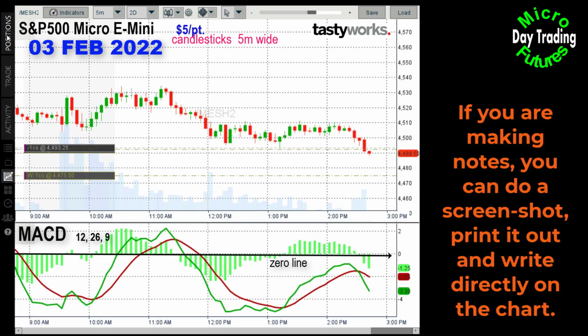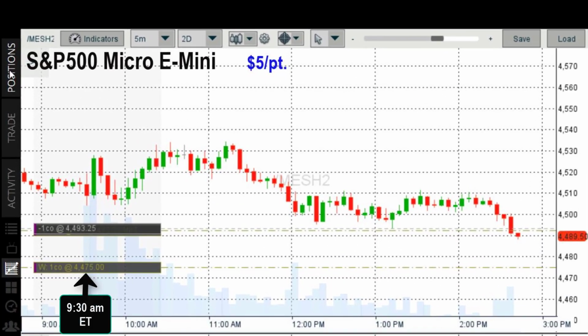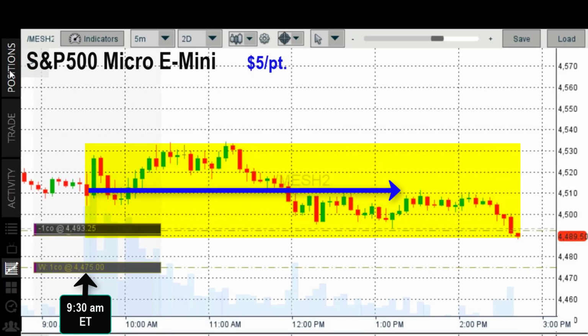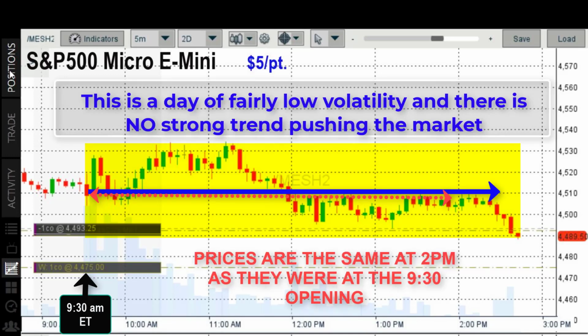Now, what you're looking at is the Tastyworks screen. I have the white background so that it shows up well for the video here. Plus, it allows you to print out the pages without using a ton of ink. On the top is the chart, the 5-minute candlesticks, and on the bottom, the MACD with standard default settings. I'm going to zoom in on the chart, and the market opens at 9:30, and you can see that it stays pretty flat all day long. I'm going to make this trade out here in the afternoon at about 2:39 right here, and you can see the market's flat all day.